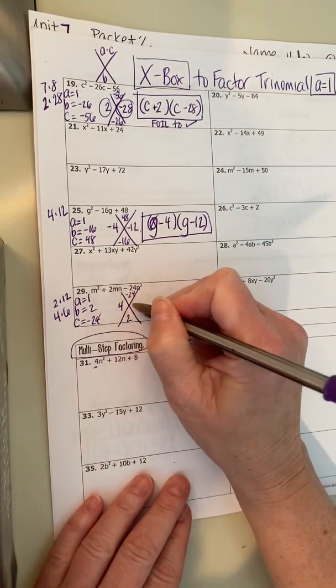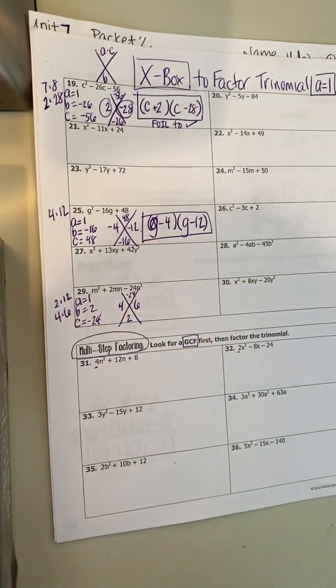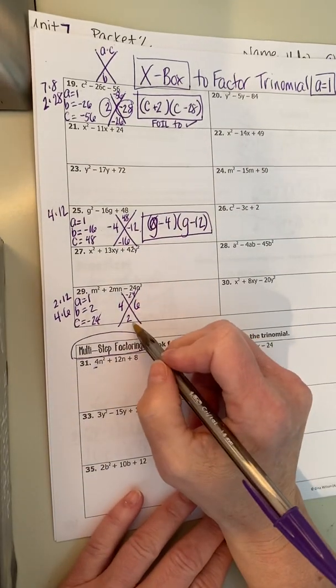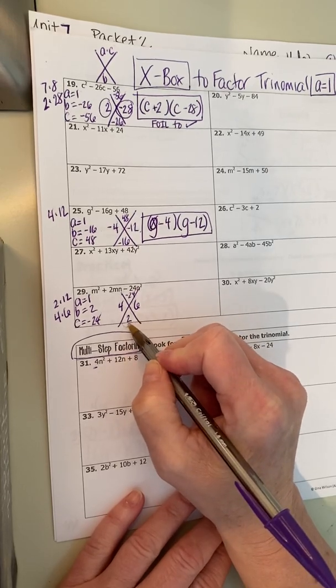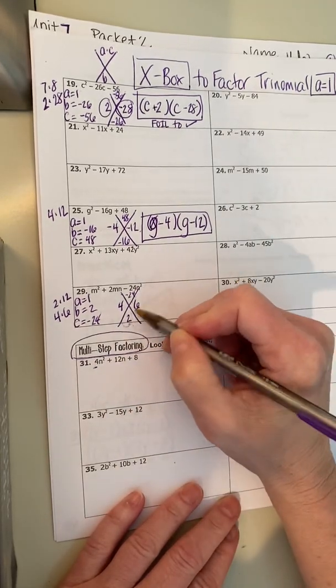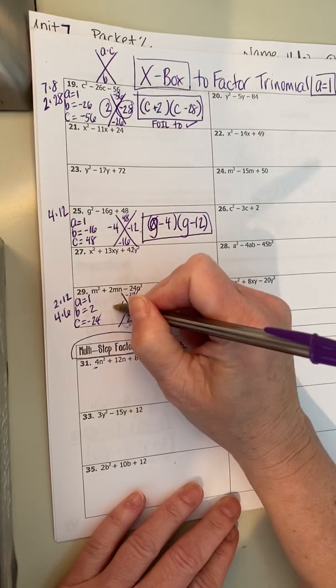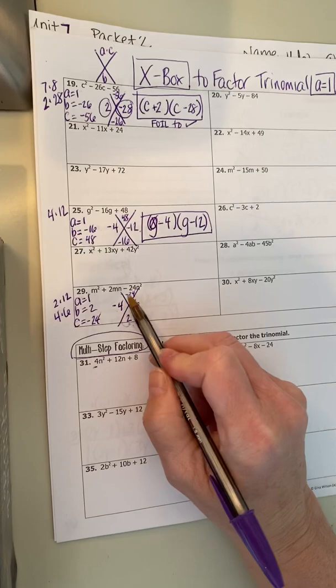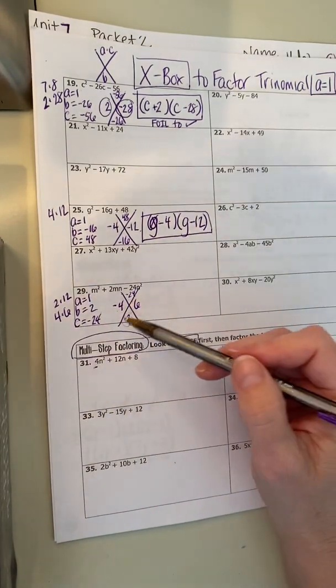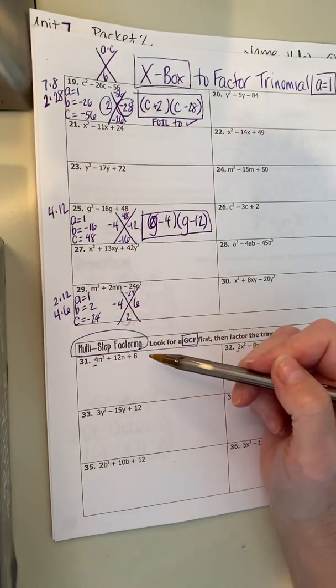So let me put my 4 and my 6. Now, which one is going to be positive and which one is going to be negative? Because the B is positive, you want the bigger number to be positive. So I want 6 to be positive, making 4 negative. So negative 4 times 6 is my negative 24, and then negative 4 plus 6 gives me that 2.